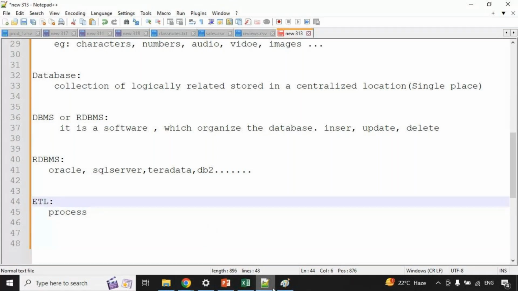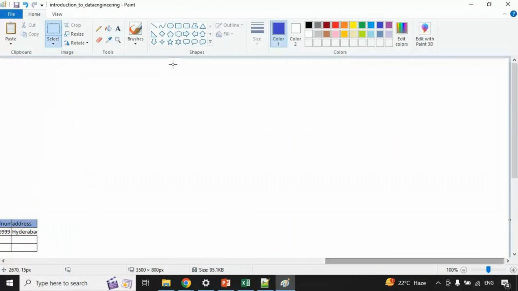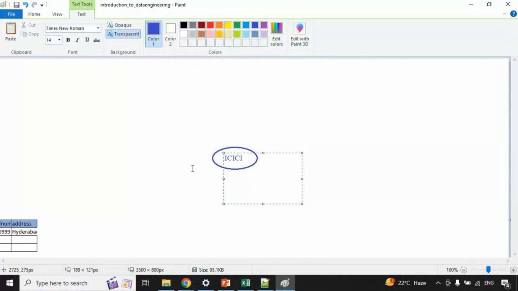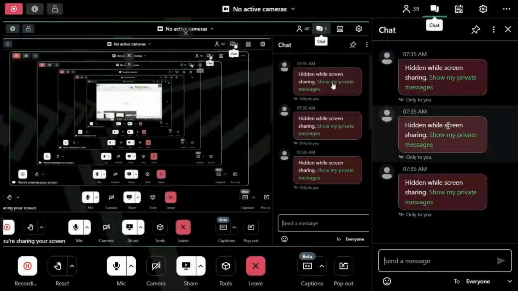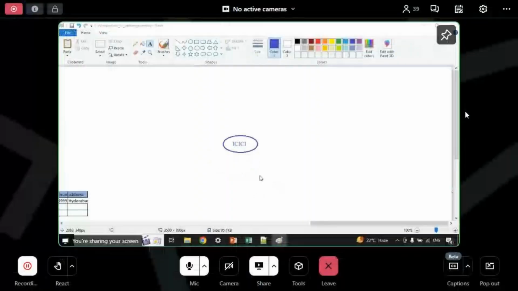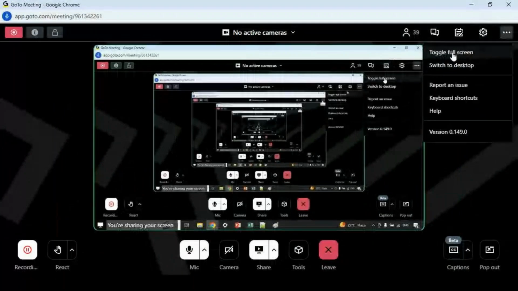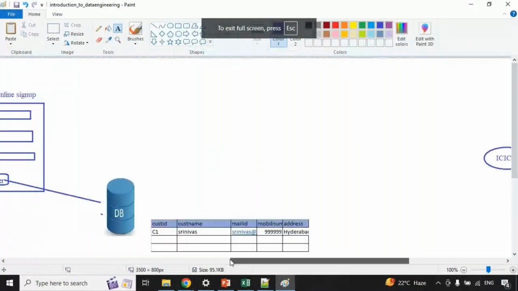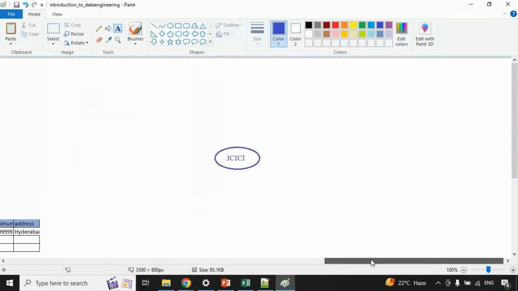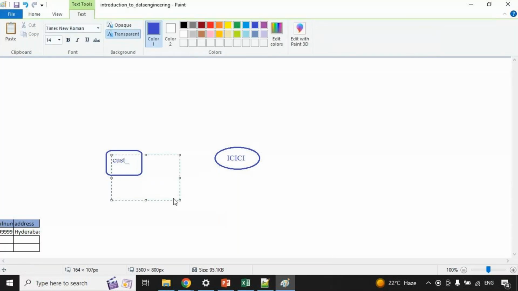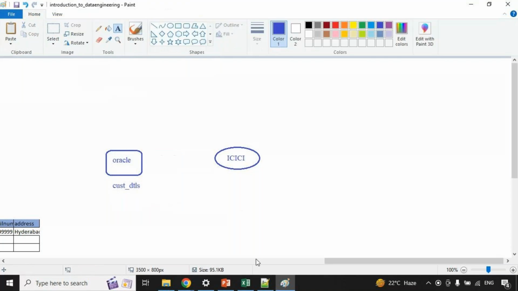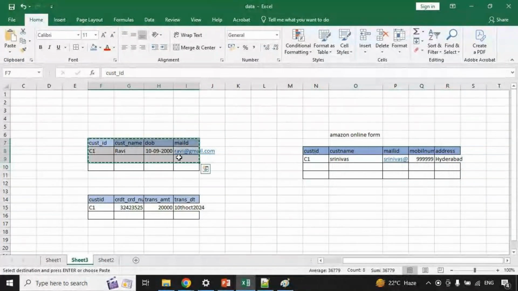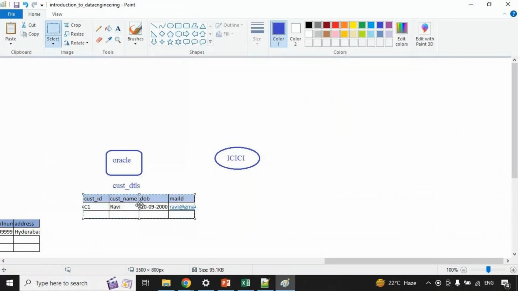Consider an example, ICICI related. I said we are going to maintain the data in the databases, right? So consider they are going to maintain the data. Whatever customer details are there, they maintain in the Oracle database, one of the RDBMS systems. They maintain things like the customer ID and customer name. Customer details are present in the table.